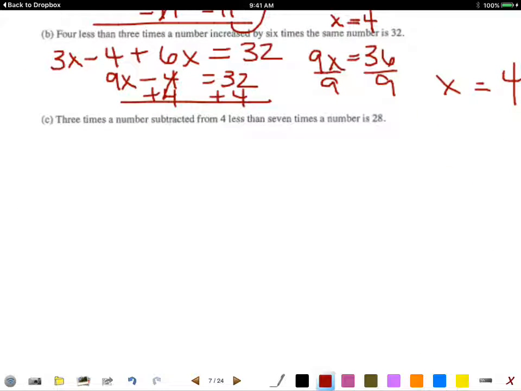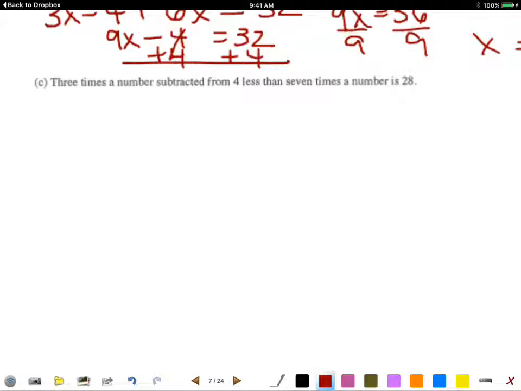Letter C. Why don't you take a minute and try that yourself?